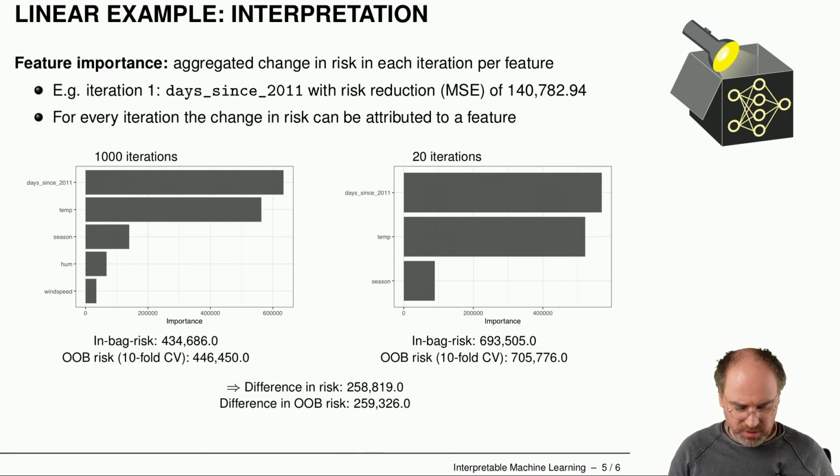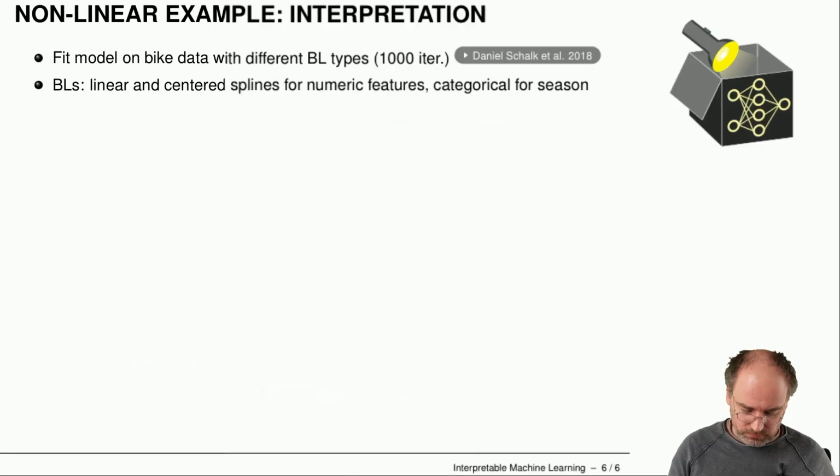And you can see what happens after 1,000 iterations and 20 iterations. You can see here these risk reductions for these individual features, and you can then use them to associate feature importance values for the selected features in your model.